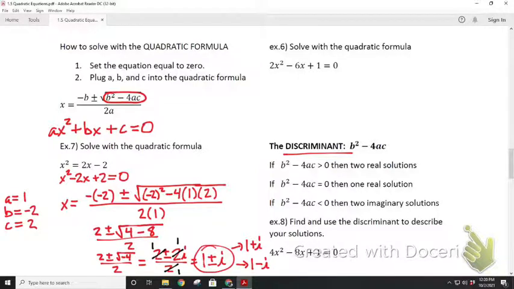Remember, this is quadratic. So because we have an x squared right here, that means we have 2 potential solutions. And naturally, you see it below. We have 2 answers, 1 plus I and 1 minus I. All right, let's try the word problem.